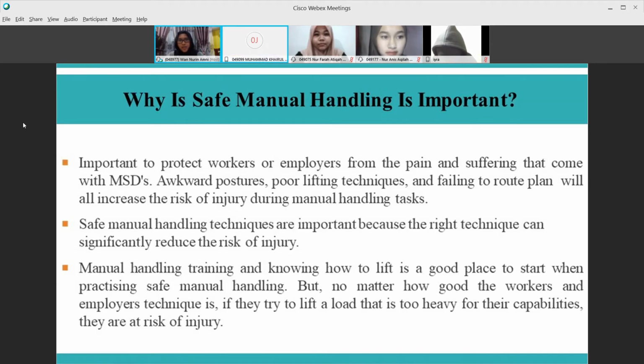Why is safe manual handling important? It is important to protect workers or employees from the pain and suffering that will come with MSD, such as awkward posture, poor lifting technique, and failing to stand. Safe manual handling techniques are important, as the right technique can significantly reduce the risk of injuries.